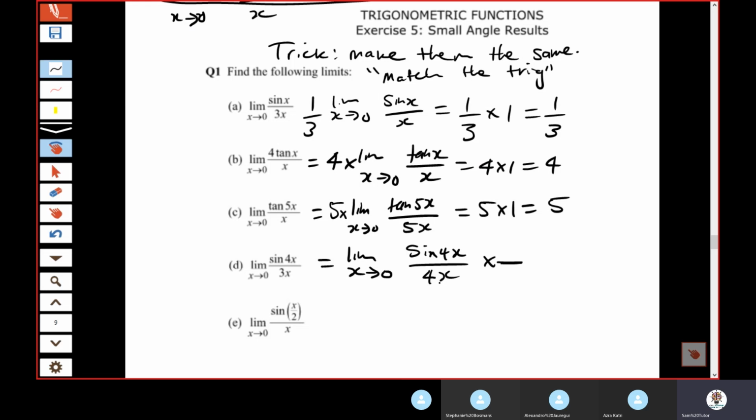Anyone have any ideas? Help her out. She's got a 4 here. I'm saying, what are you going to times by to go back to your 3x? Think about it. You don't want the 4 there. What number goes on top? And then what number goes on the bottom, so that you get back to 3x?